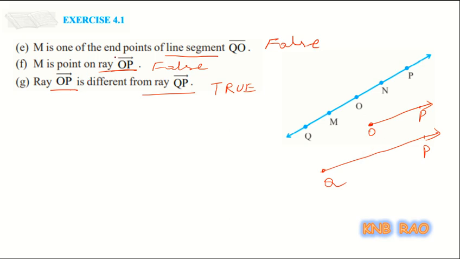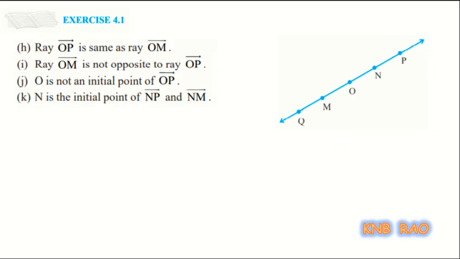Next, coming to the question H, ray OP is the same as ray OM. No, it is again false. They are different. Ray OP is in this direction with O as the initial point or starting point. Ray OM is in this direction, though there is the same initial point.